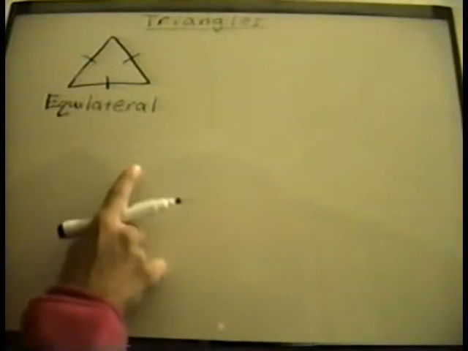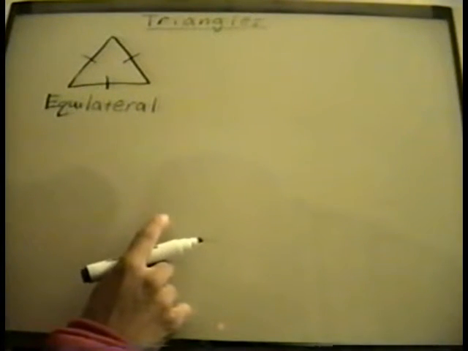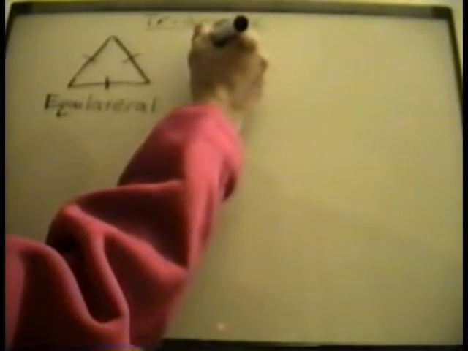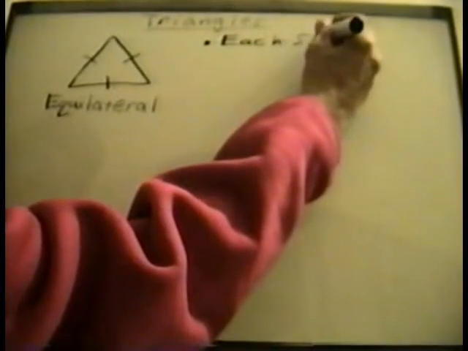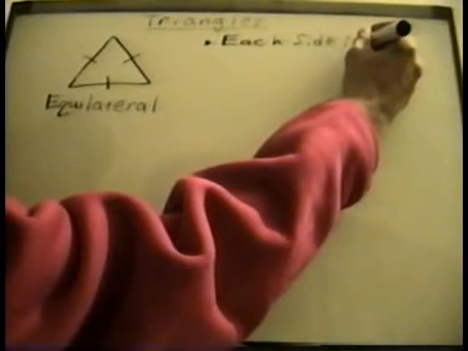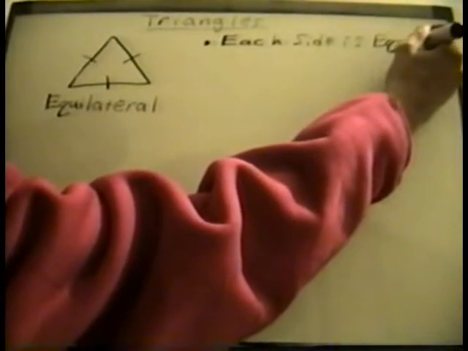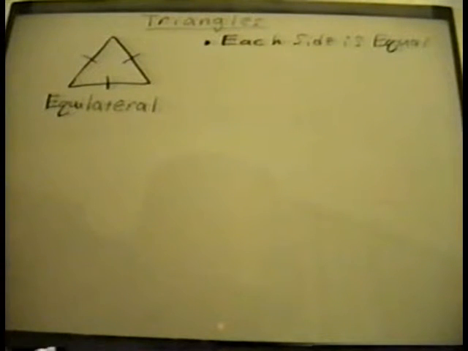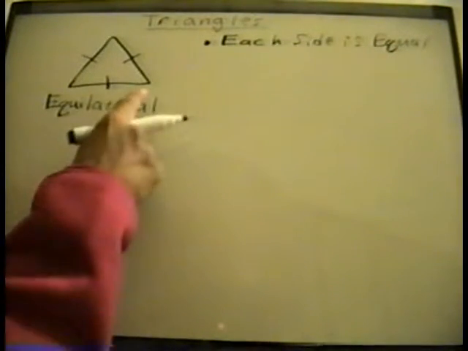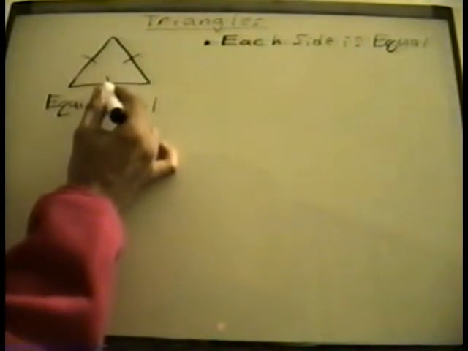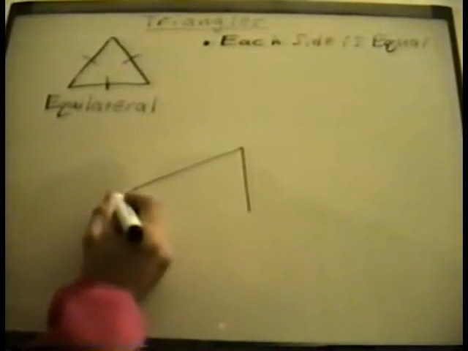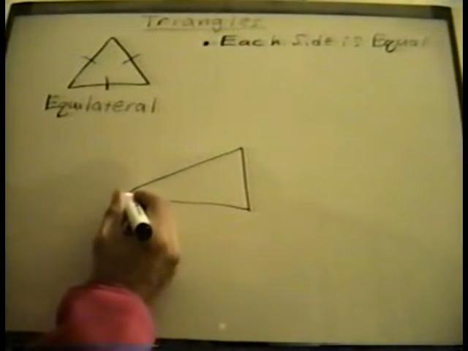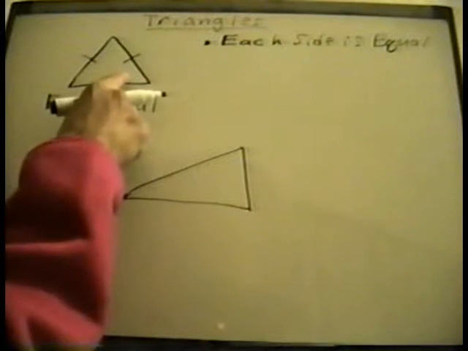So here for an equilateral triangle, we say the sides are all equal. Okay, so for equilateral, meaning each side is equal in length. Here we mark one dash through each side to mark congruency.